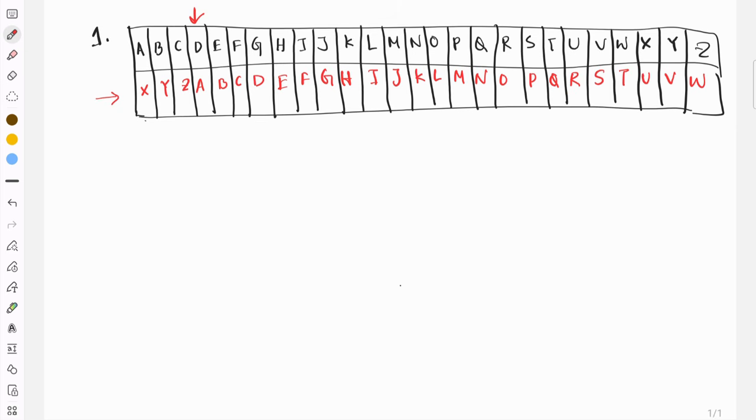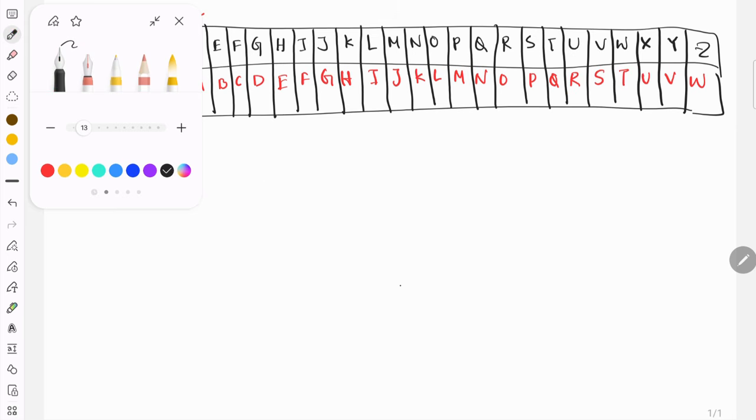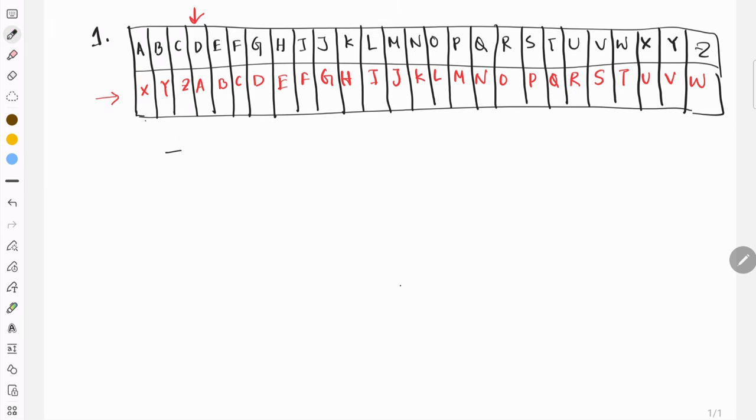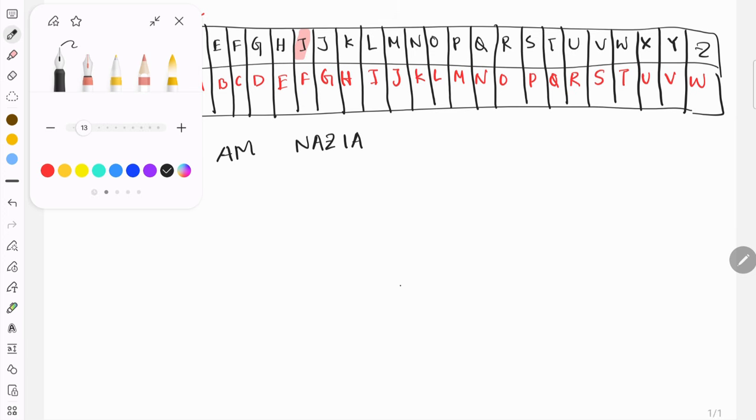Let's learn how to make our encryption from this alphabet system. So what will I do? I will use my original message, which is I am Nazia. Now I will turn this into an encryption using this table of ciphers. I will find out my original letters in the black letters and replace it with the red letters. Now I is over here. This is I. For I, I will replace it with F.